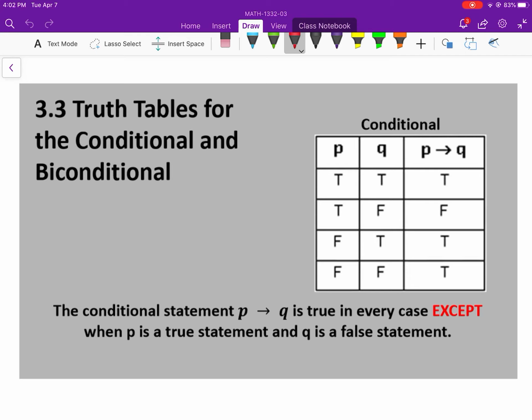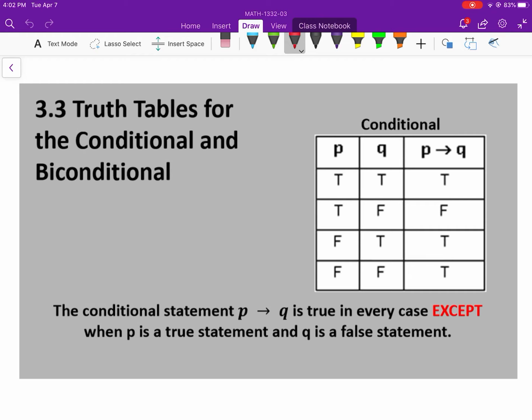All right, so the first one we're going to look at here is the conditional, okay? So we have our P values there, we have our Q values there, okay? So if P, then Q. Notice that when they're both true, it's true. When P is true and Q is false, then if P, then Q is false as well, okay? And then notice if P is false and Q is true, then both of them combined is a true statement. And then if they are both false, then that combines to be a true statement, okay?